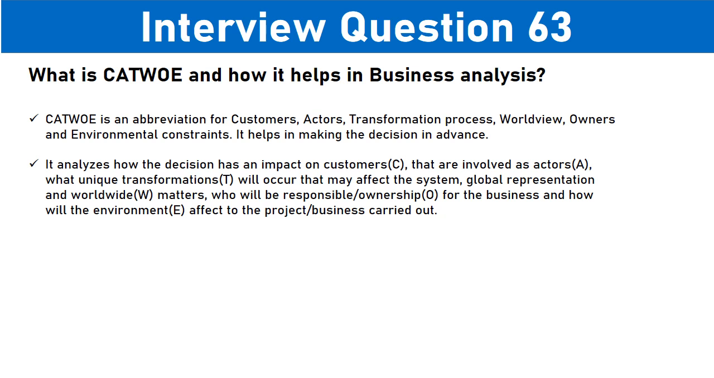CATWOE is an abbreviation for customers, actors, transformation process, worldview, owners and environmental constraints. It helps in making the decision in advance. It analyzes how the decision has an impact on customers, C. That are involved as actors, A. What unique transformations, T, will occur that may affect the system, global representation and worldwide, W, matters, who will be responsible, ownership, O, for the business and how will the environment, E, affect the project, business carried out.